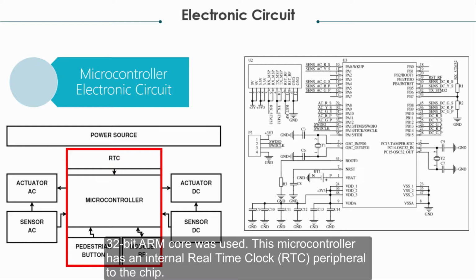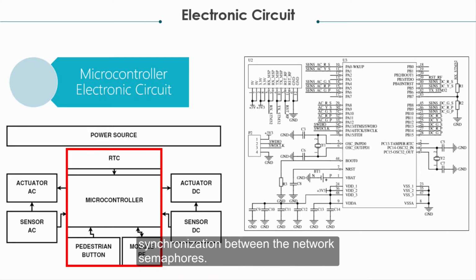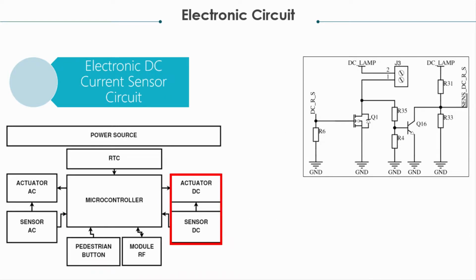This microcontroller has an internal real-time clock peripheral on chip. The RTC peripheral will be used as a clock source for the lamp timer's adjustment as well as for the synchronization between the network semaphores.